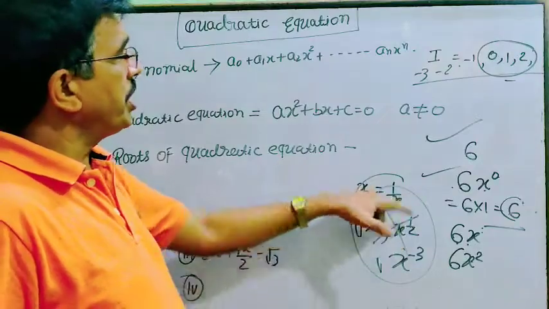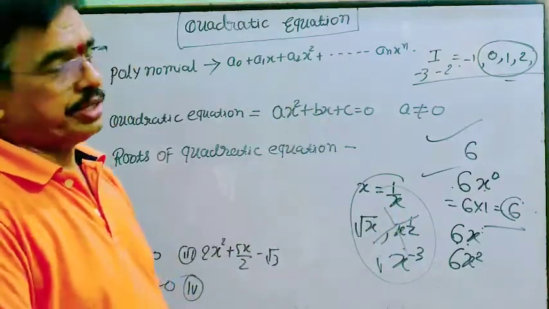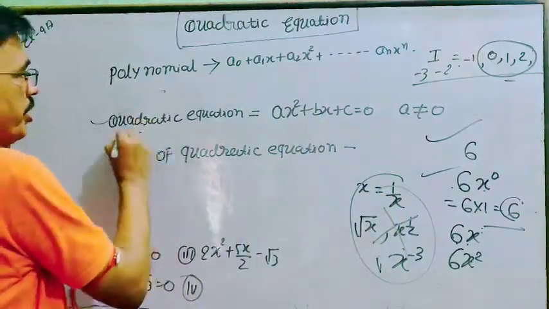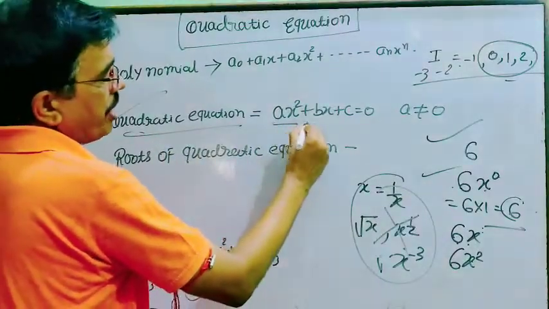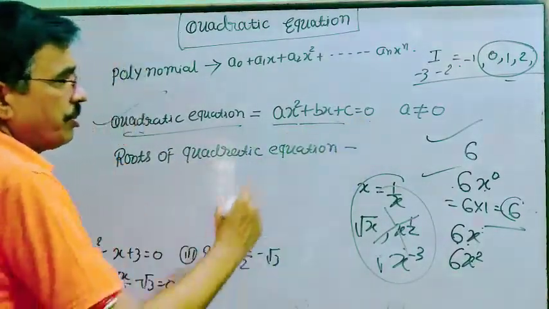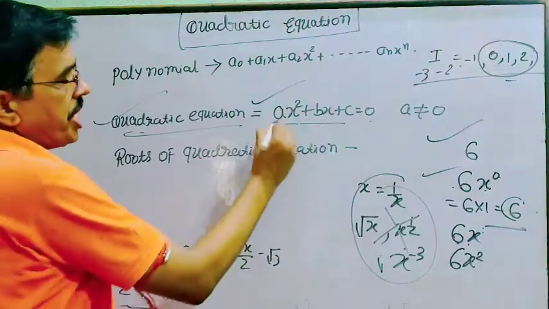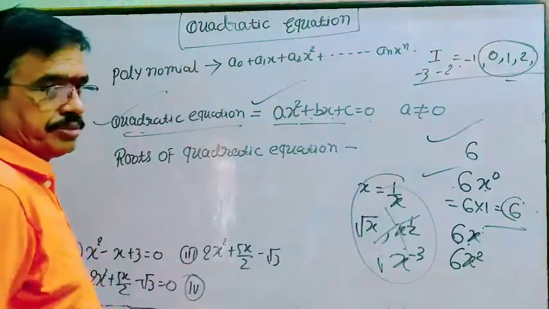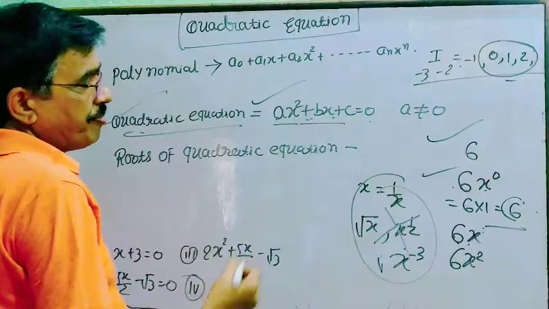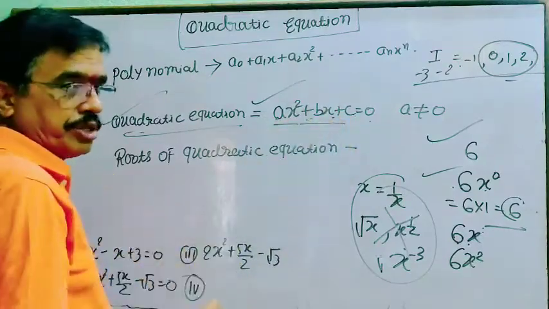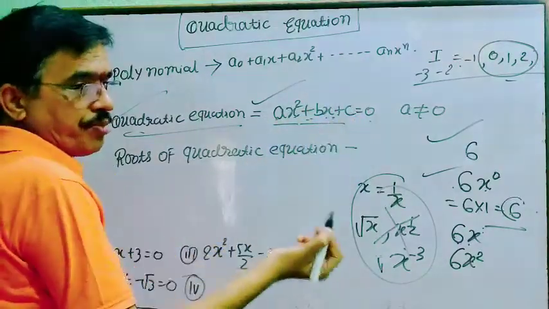If it is a polynomial, then how do you find what is quadratic? So now let us discuss what quadratic equations are. ax square plus bx plus c is equal to 0 is a quadratic equation, where a, b, c are real numbers, but a is not equal to 0. B may be 0, c may be 0.